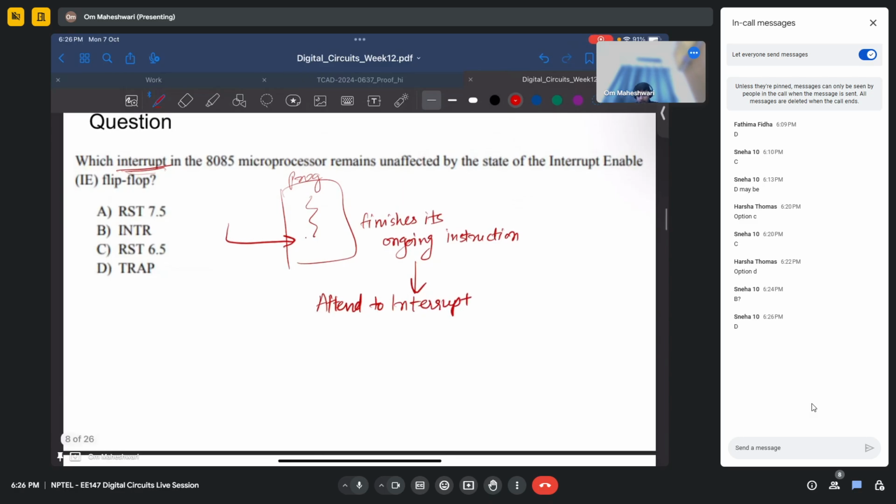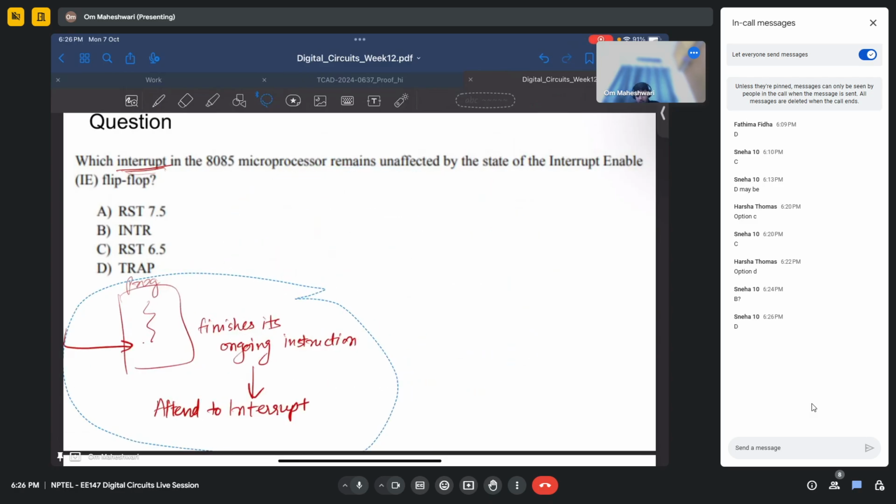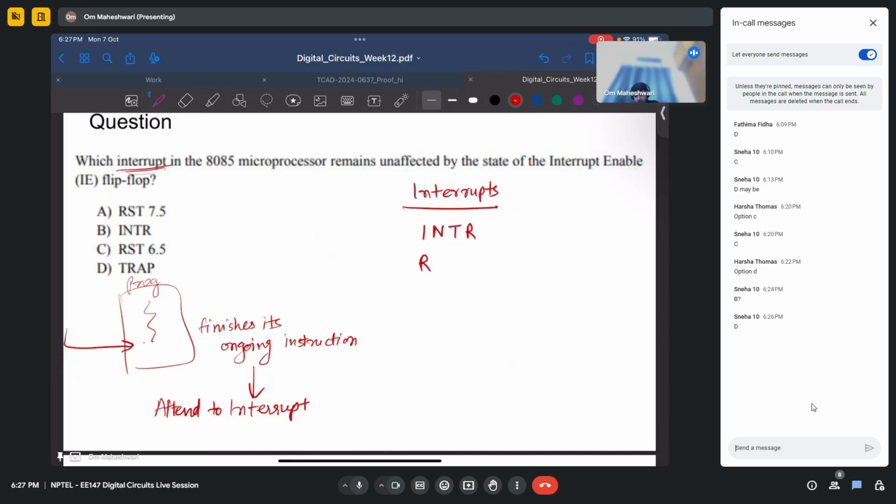So there are various interrupts in 8085, and I'll just mention them. There is INTR, there is RST 5.5, RST 6.5, RST 7.5. There is one more, this is TRAP, which is also known as RST 4.5.